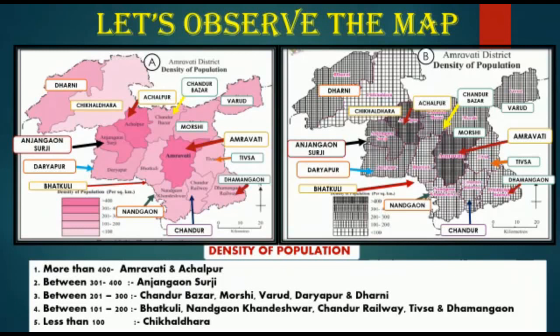Then Bhatkuli, Nangaon Khandeshwar, Chandur Railway, Tiusa and Dhamangaon Railway have density of population between 101 to 200, whereas Chikaldara has the lowest density, it is less than 100.